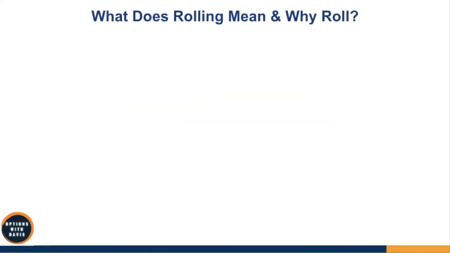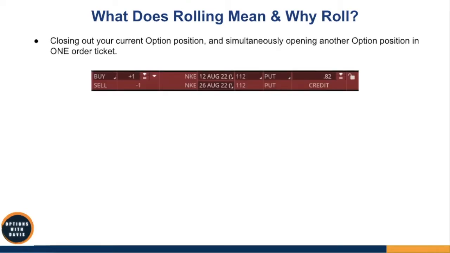Alright, so first off, we want to know exactly what does rolling mean and why even roll in the first place. So, rolling basically just means to close out your current option position and then simultaneously open another option position in one order ticket. So in our case, because we have a short put, we have sold a put option. To close it, we have to buy it back. So we buy back our current short put and then we sell another put option. So we do all this in just one ticket.